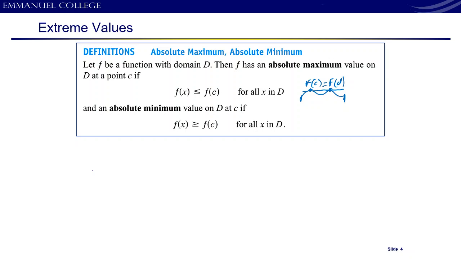Absolute minimum is the same way, except it's the smallest value regardless. So this would be something like if you had a parabola that opened like this, that would be the smallest point. There would be no other points. But if you took something like this, and again, we're going to assume these are domain cutoffs, notice for this one, the minimum point is actually the end point.